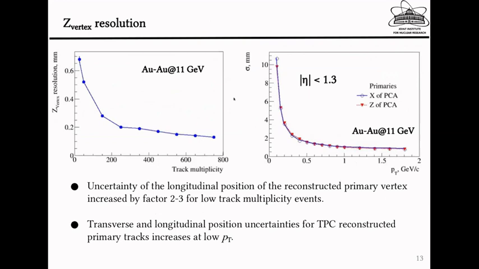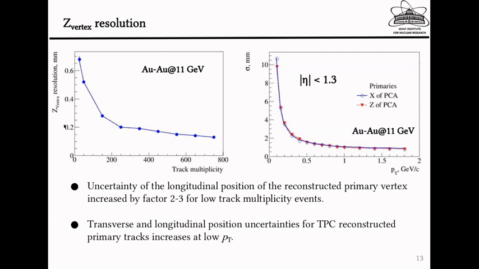Now to some performance plots. Firstly, on the left, I show you the Z vertex resolution in millimeters as a function of track multiplicity. The uncertainty is of the order of 200 micron at high track multiplicity, and it goes down by a factor of 2 to 3 at low track multiplicity events.